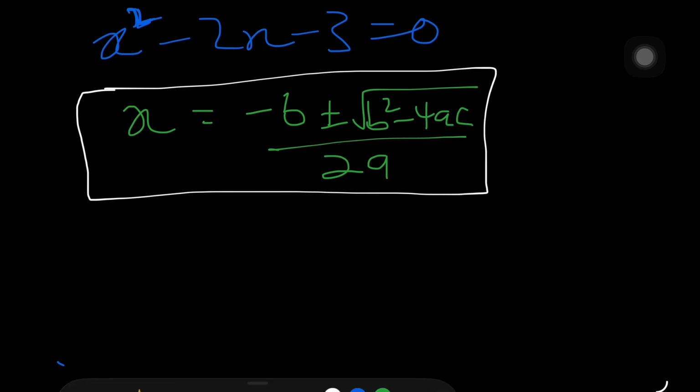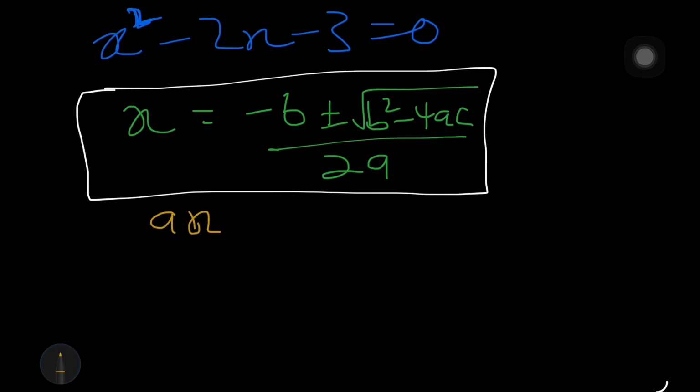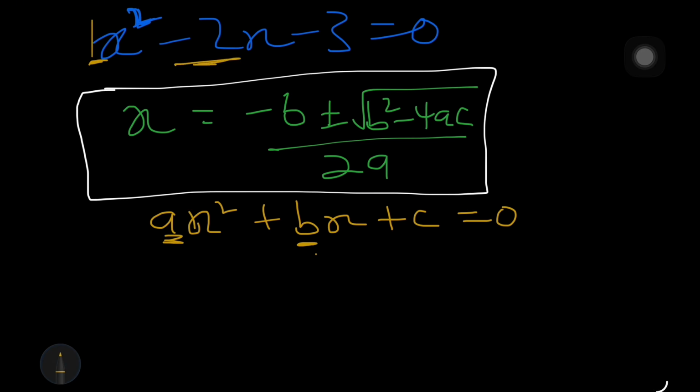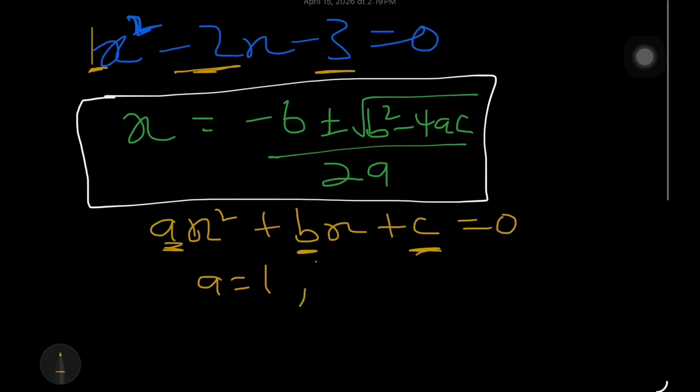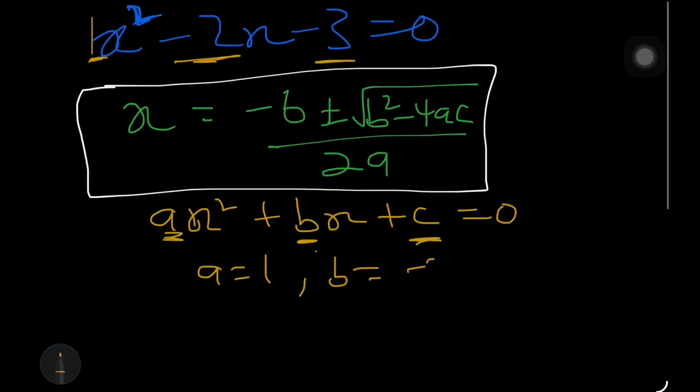Now, from here, what we have to do is identify a, b, and c. A quadratic equation in general has the form ax squared plus bx plus c equals 0. So, we compare and see the values of a, b, and c. We can see that a is the coefficient of x squared, and over here is 1. Then b is the coefficient of x, in this case negative 2. And c is the constant, negative 3. So a equals 1, b equals negative 2, and c equals negative 3.